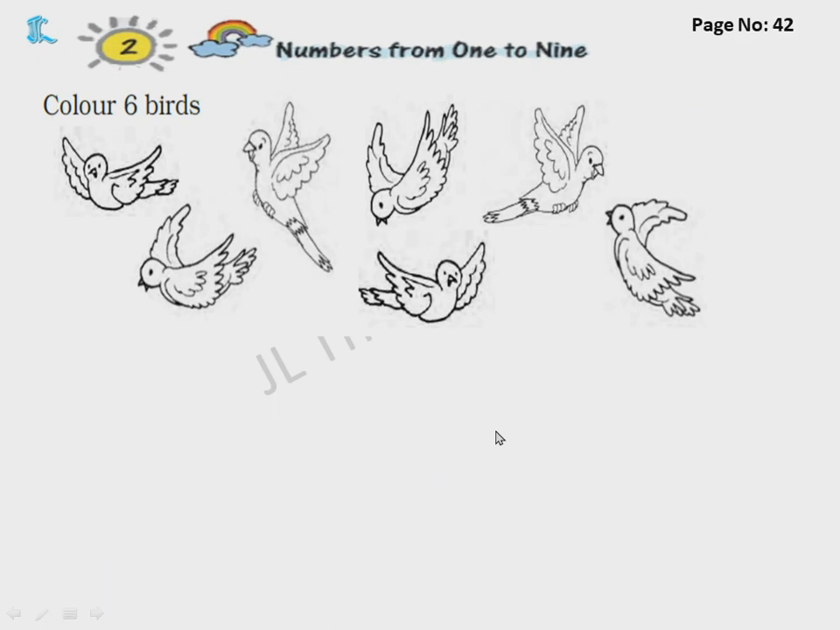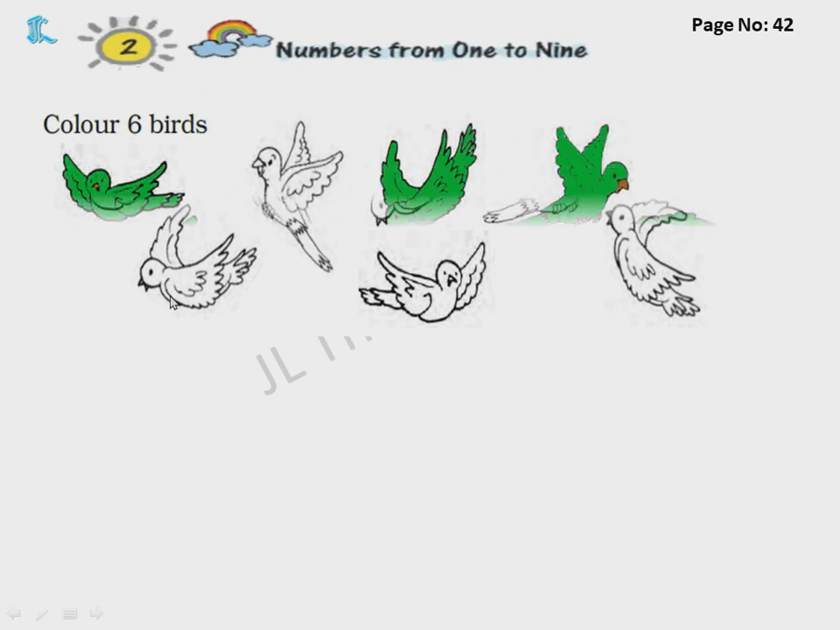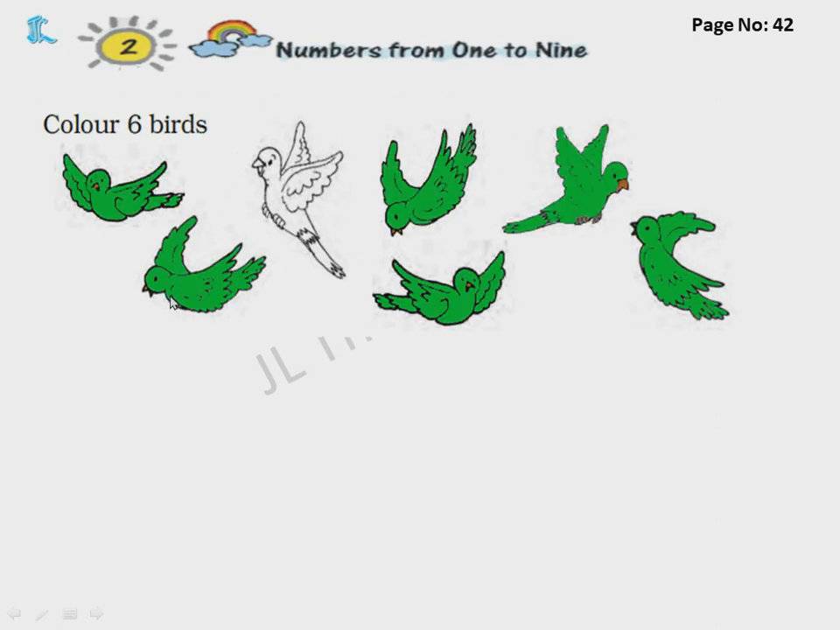Next. Page number 42. Color 6 birds. How many birds they are asking you to color? 6 birds. So for this you can color any 6 birds, like 1, 2, 3, 4, 5, 6, like this, or 1, 2, 3, 4, 5, 6. Any 6 you can color. For example, see, I have colored like this. So you can color like this.